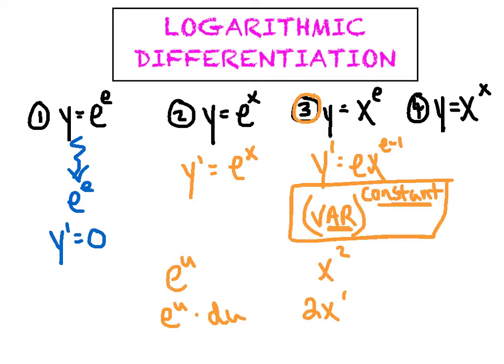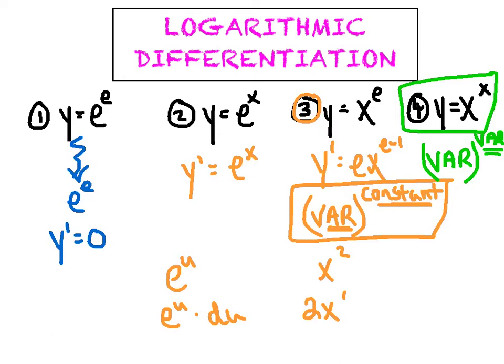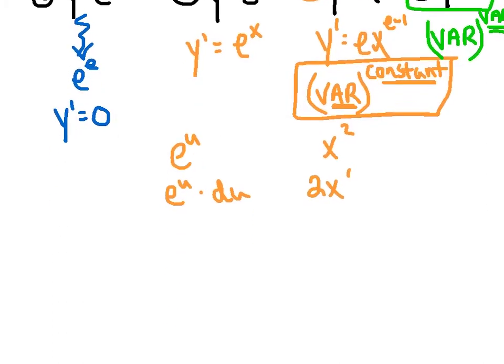What we're going to do here in number 4 is everything gets turned upside down. And the reason things are getting turned upside down is because we've got a variable in the base and a variable in the exponent. And up until this point of our calculus career, we have not seen that. And so that's where logarithmic differentiation is going to come into play, is when we have a variable raised to a variable. And I just want to reiterate that one more time.